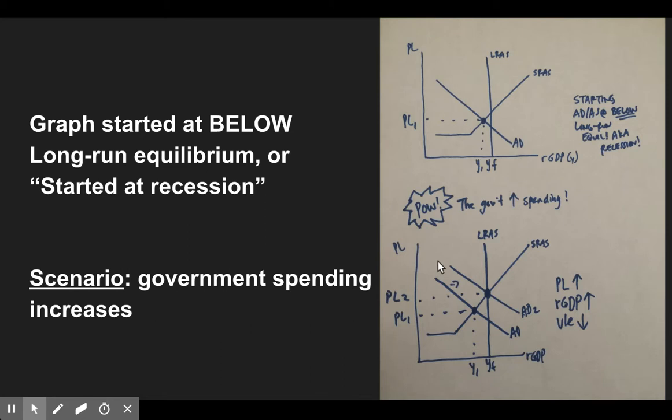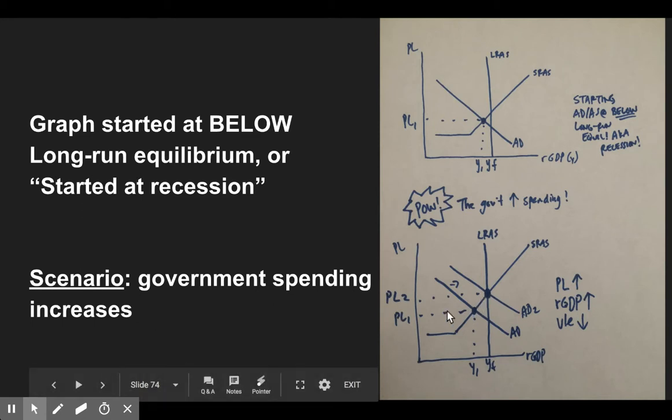So all we do is down here on the second graph, this was our original AD. We shift it to the right. There's my little arrow to know that we're going to the right. And it shifts us out to here. I put us right back at long run equilibrium. Now, the government increased spending to get us out of a recession.